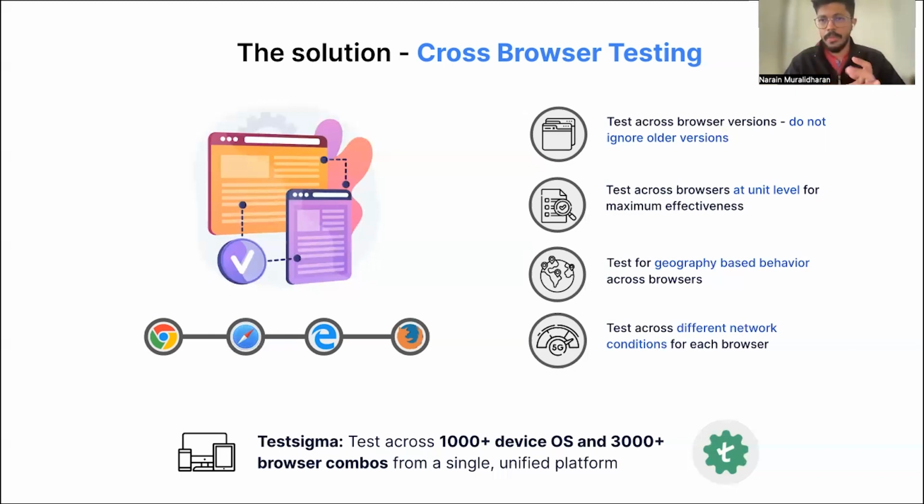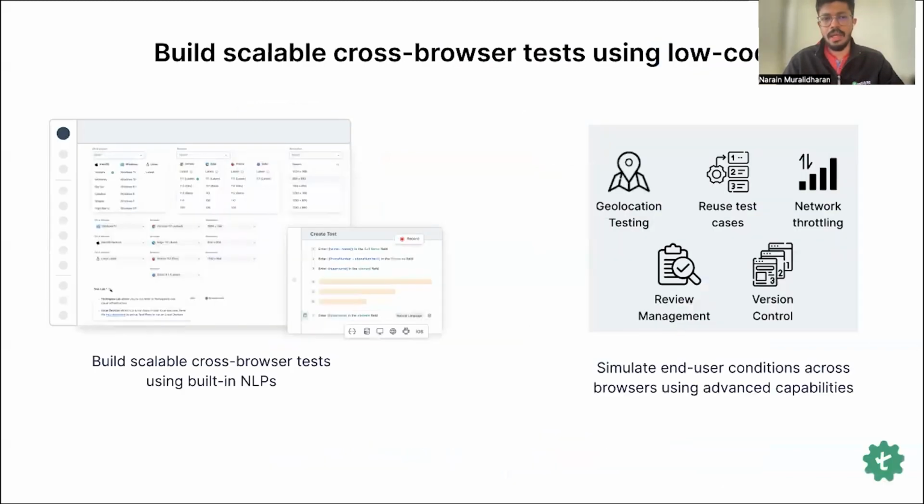So with Testsigma, you can build scalable cross-browser tests using built-in natural language processing, and you can reuse test cases. You can test for geolocation testing. Like I said, a great example is localized content in localized languages. And you can test for network throttling, right? So how will the app behave if somebody is using a phone that can only access a 2G or 3G network? And of course, you can do review management, test case management, and version control using Testsigma.